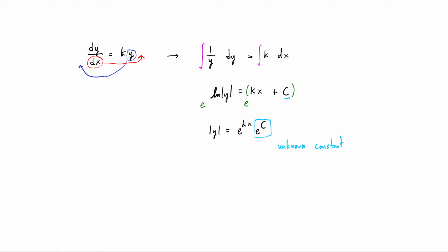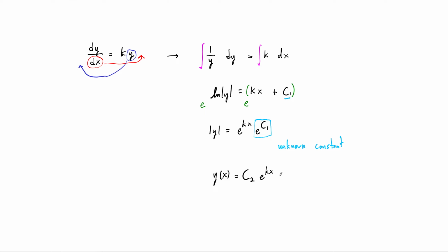So what we can do now, and this is a little loose, is drop the absolute value bars. This is y of x equals, and I'm just going to replace this e to the c by another c. Now what I probably should do is call this original c c1 and call this one c2. This is another constant, but this time this constant can be negative. And then this e to the kx is the meat of the function, of our answer.